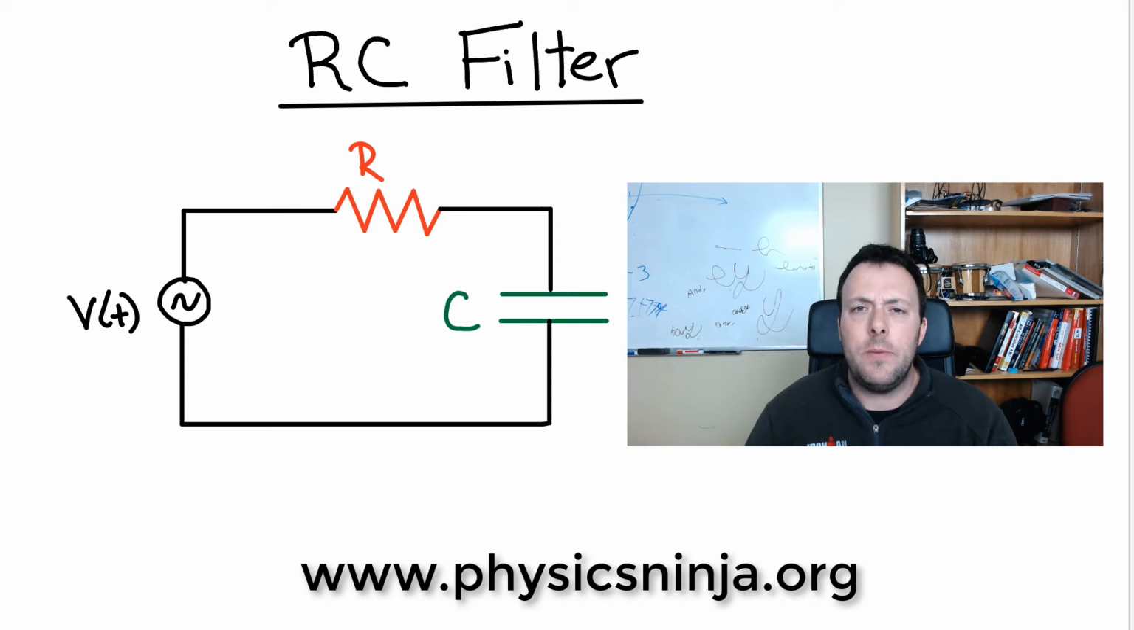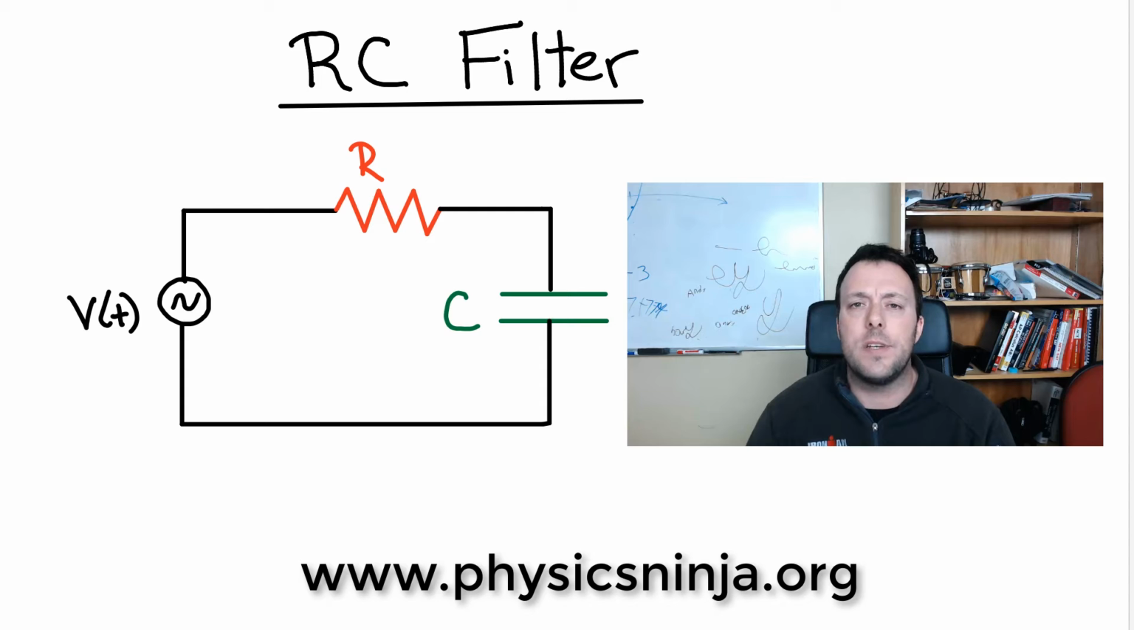Hi everybody, today I want to consider this very simple AC circuit. So I have a time varying voltage here, which we'll define in a minute, one resistor and one capacitor. And I'll show you an example of why we use capacitors in circuits.